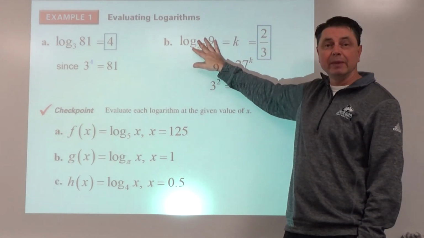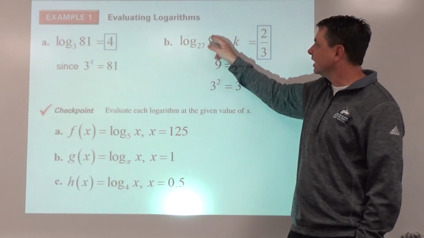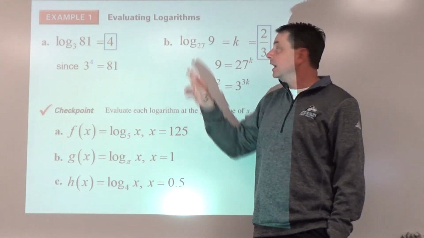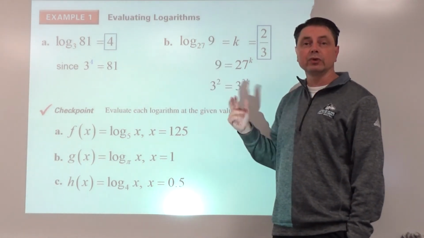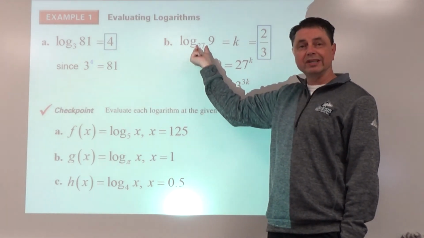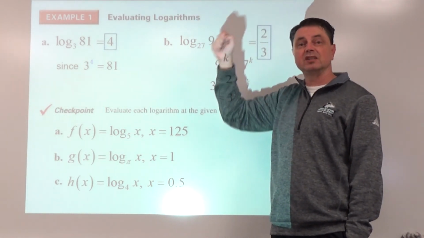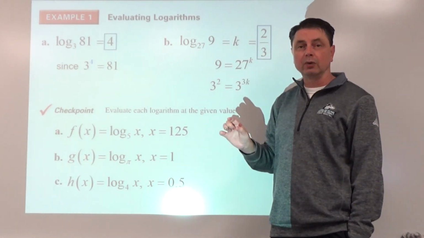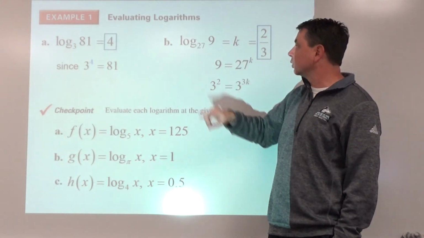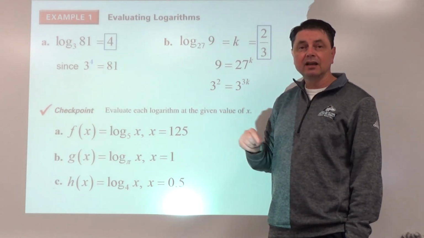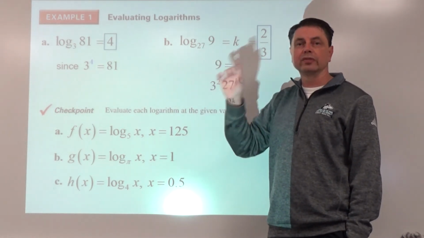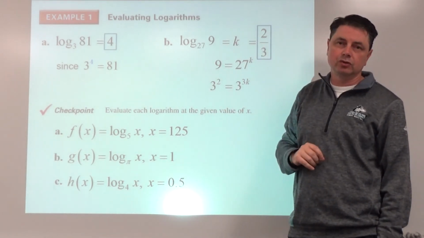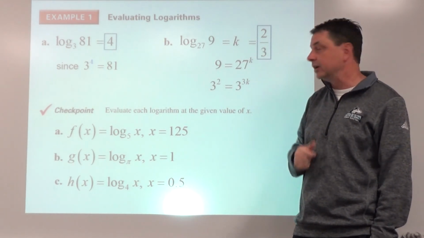Before we get to the checkpoint, how could we do this mentally? Well, again, if we knew that we needed to have a common base of 3, what would I do to 27 in terms of exponents to get it to be 3? Well, I could take the cube root. That means 1/3 power. Now that it's 3, what do I do to that to get to 9? Raise it to the 2nd power. 1/3 power, 2nd power, multiply them together, and we get 2/3. So either way you want to go about it is fine.